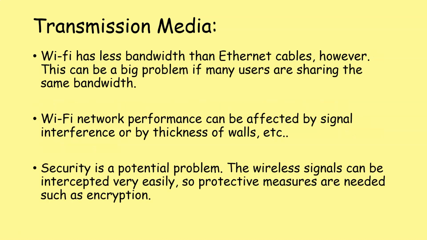Wi-Fi typically has less bandwidth than Ethernet, however, and this can be a big problem if many users are sharing the same bandwidth. Wi-Fi network performance can also be affected by signal interference from other Wi-Fi networks, the thickness of walls and floors and ceilings, etc. Security is also a potential problem. Wireless signals can be intercepted very easily, so protective measures are needed, such as encryption.